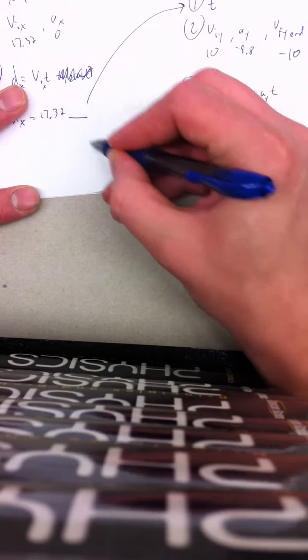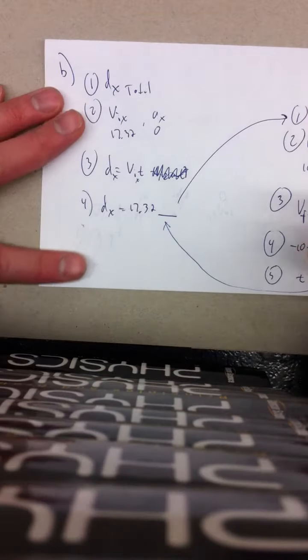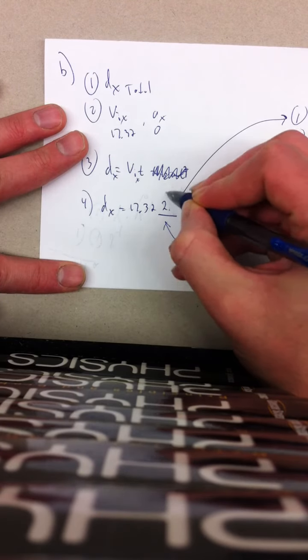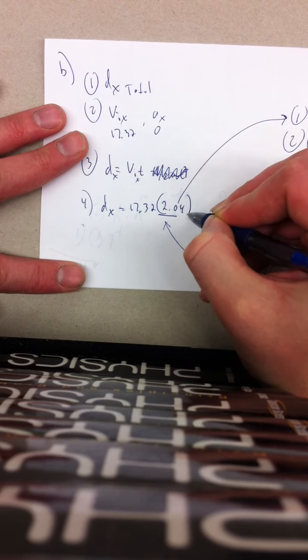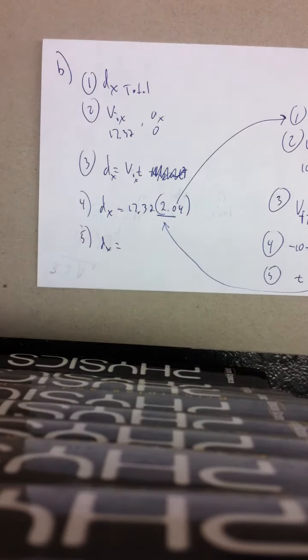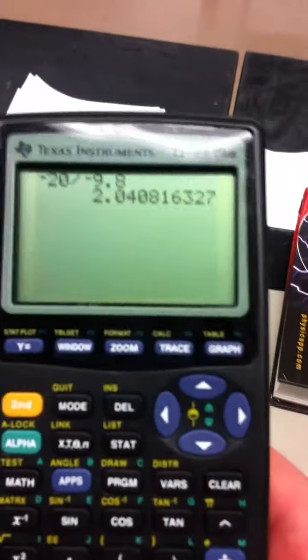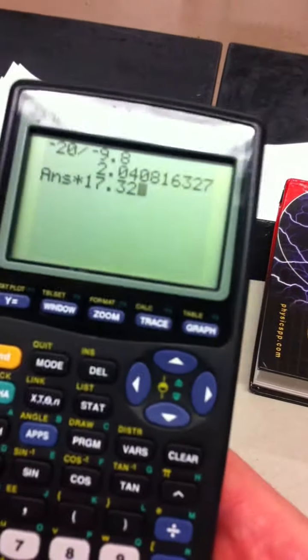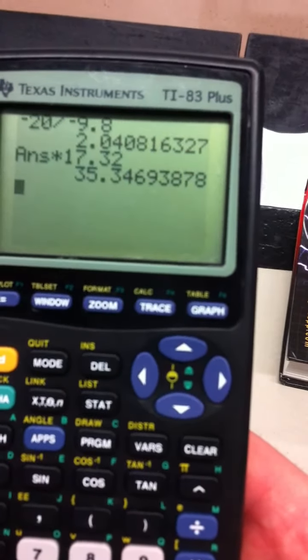Then that comes back over here. And so it's just this multiplied by 17.32. We get a range of 35.3 meters.